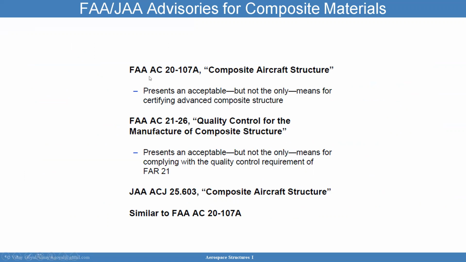FAA AC, Advisory Circular 20-107A talks about the composite aircraft structure and presents an acceptable but not the only way to certify an advanced composite structure. The Advisory Circular 21-26 covers the quality control for manufacturing composites and presents an acceptable means for complying with the quality control requirements in FAR 21. And all this can be found online. You can download all this data. And then you have the ACG 25.603, which is composite aircraft structure, which is similar to this advisory circular.